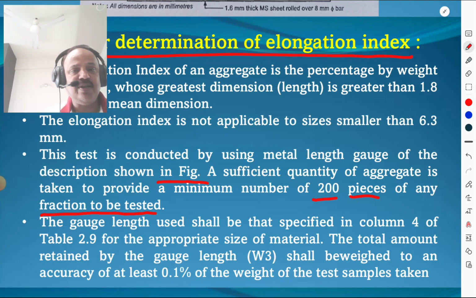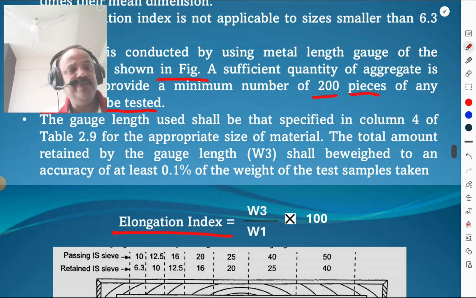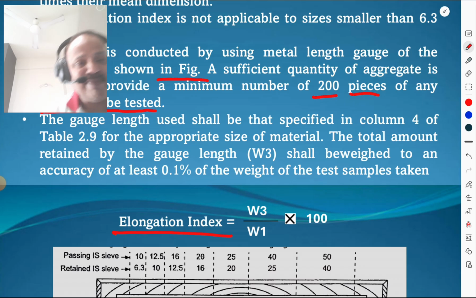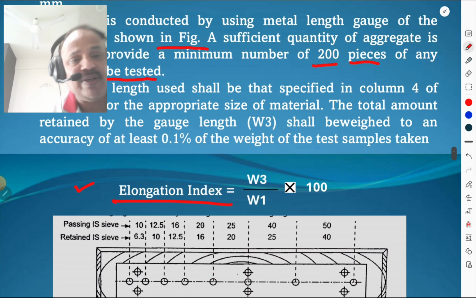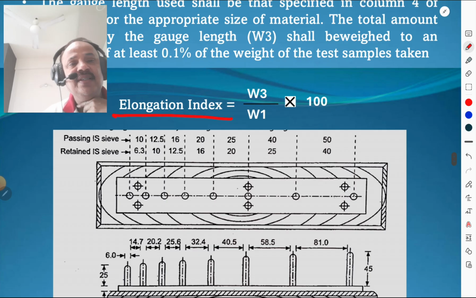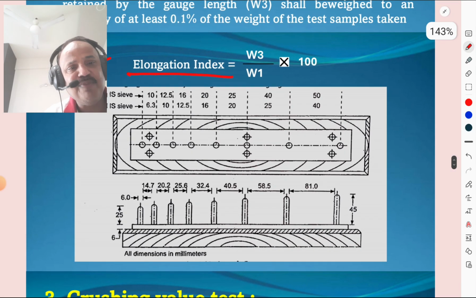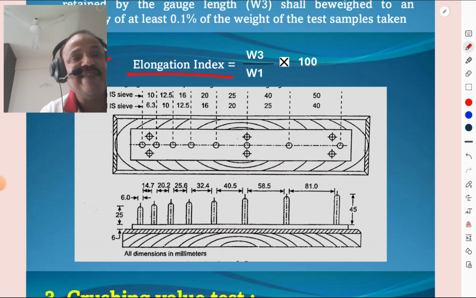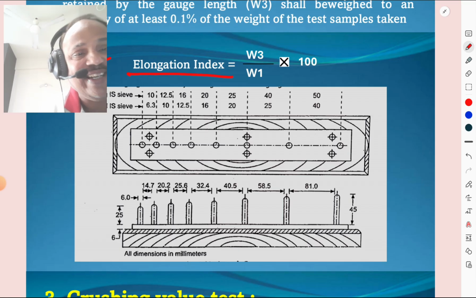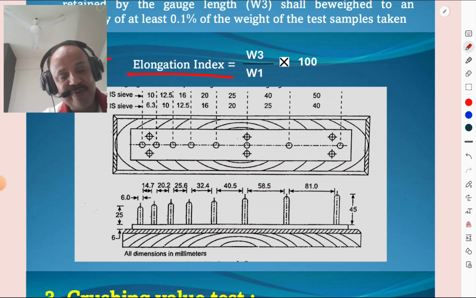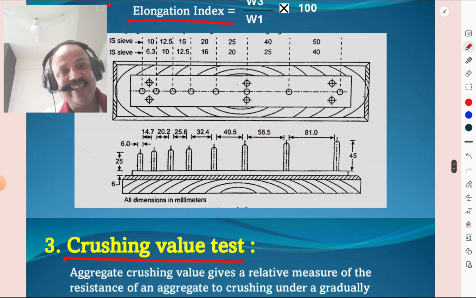For the approximate size of material, the total amount retained by the gauge length shall be weighed to an accuracy of at least 0.1% of the weight of the test sample taken. Elongation index सुद्धा W3 divided by W1 multiplied by 100. इंडेक्स काढताना ही सेम प्रॉपर्टी असते. आता ह्याची फिगर बघा हा कसा आहे तो. ऑल डायमेन्शन्स इन मिलीमीटर MM मध्ये दिलेली आहे. ह्याच्यामध्ये वेगवेगळे सायझेस दिलेले आहेत किंवा वेगवेगळे राऊंड्स दिलेले आहेत आणि ही सुद्धा प्लेट आहे आणि या प्लेटवर वेगवेगळे ॲग्रिगेट इलॉंगेशन इंडेक्ससाठी टेस्ट केले जातात.